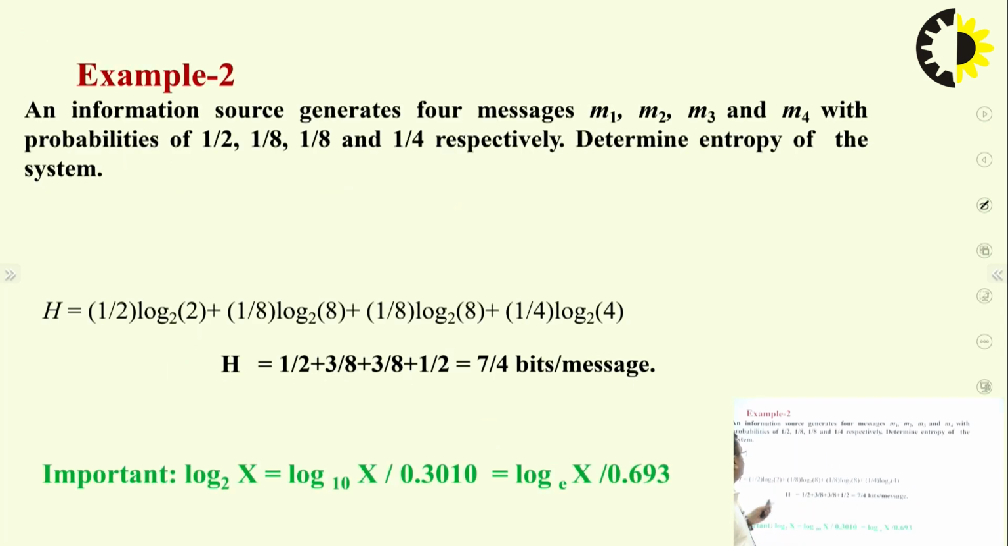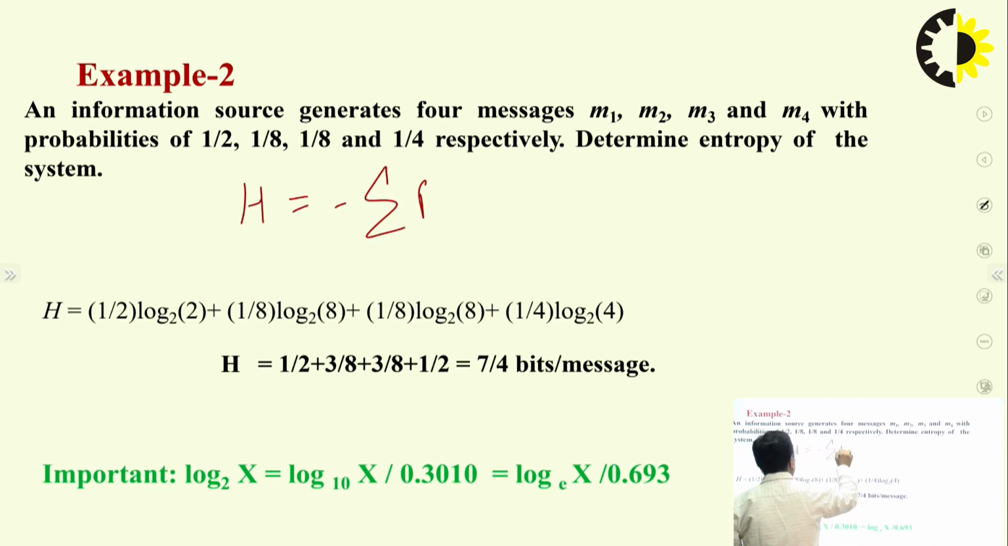Yes. Now in example 2, an information source generates 4 messages M1, M2, M3, M4 with probabilities 1/8, 1/2, 1/8, 1/4 respectively. Determine the entropy. It's very simple. You know the formula. What is the formula? H is equal to what?